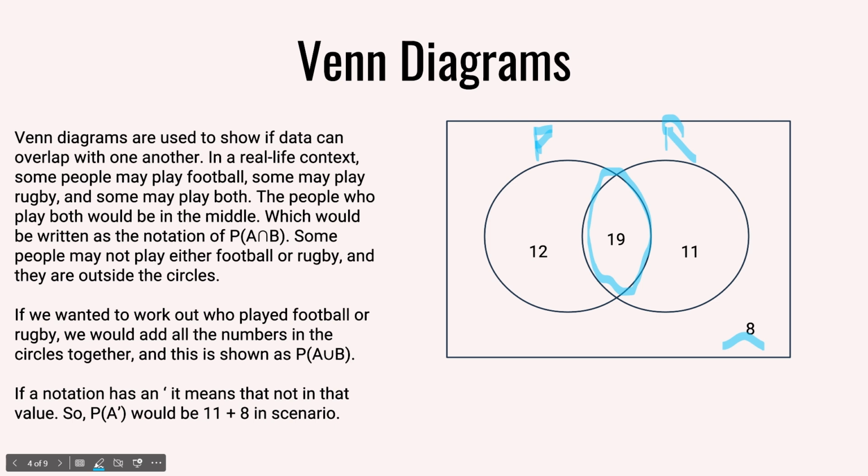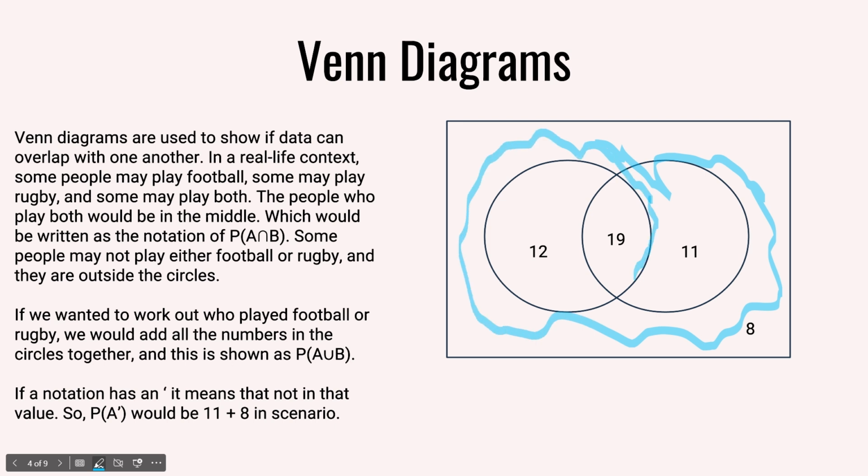If we wanted to work out who played football or rugby, we'd add the numbers in the circles and put them all together. And this would be shown as P or B, as the U here stands for union, meaning all of football and all of rugby all together. But if a notation has an apostrophe, it means not in that value. So P', let me just get rid of all the highlighting. If we did P', that would mean 11 plus 8 in this scenario, because everything in P' is everything here excluding what's in A. So we would not add 12 and 19, but we would look at 11 and we'd look at 8.